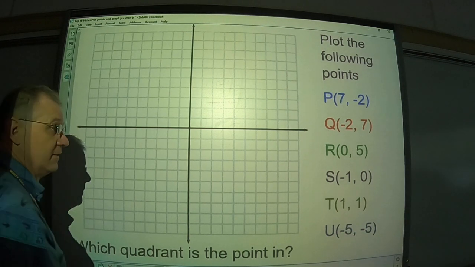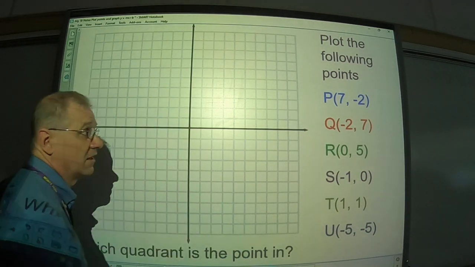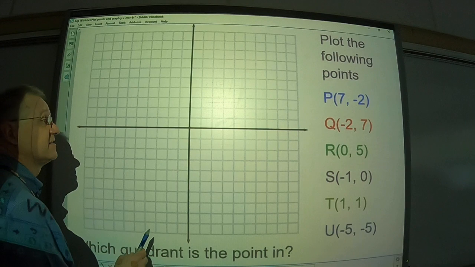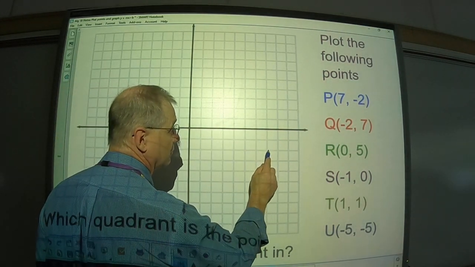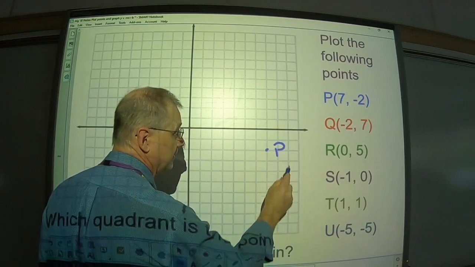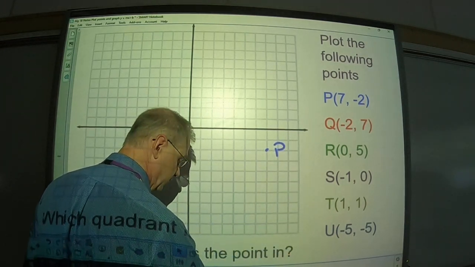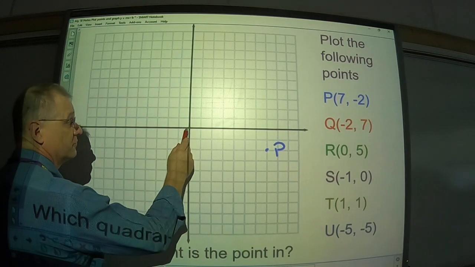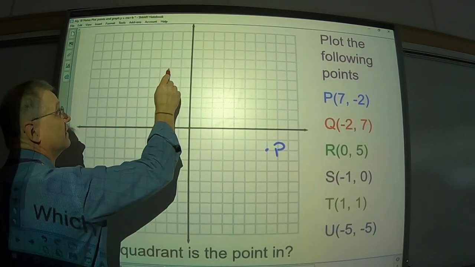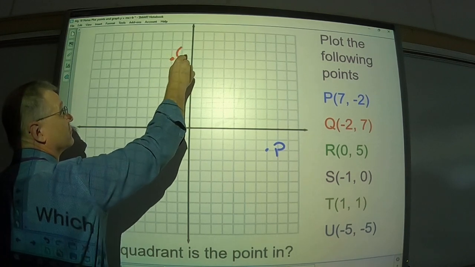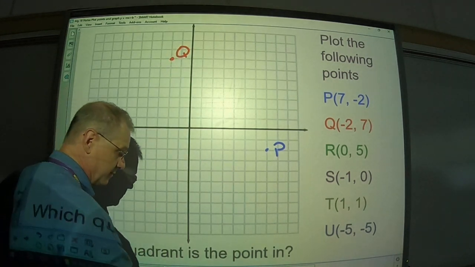Okay, we're back. So let's plot these points. I'll try to color coordinate them. P is 7, negative 2. 1, 2, 3, 4, 5, 6, 7 down to there's P. Q is negative 2, 7, back to up 7. 1, 2, 3. And there's your Q.